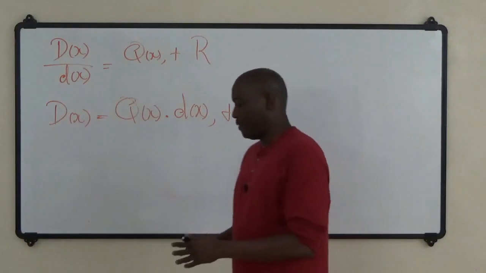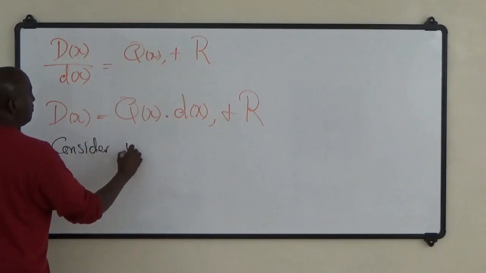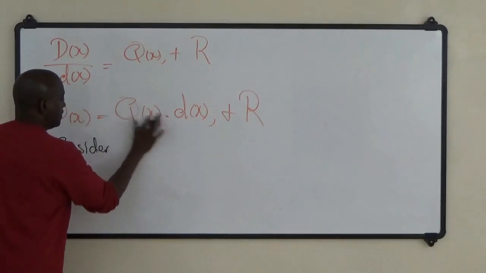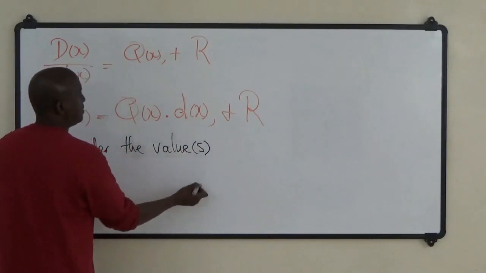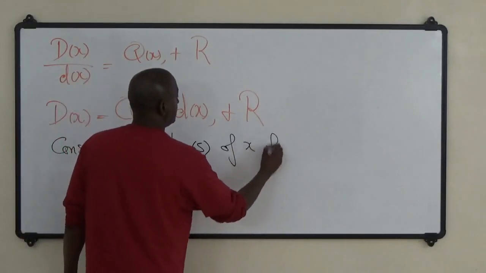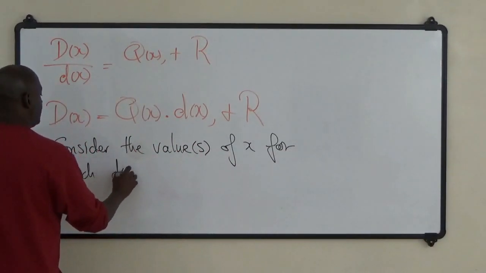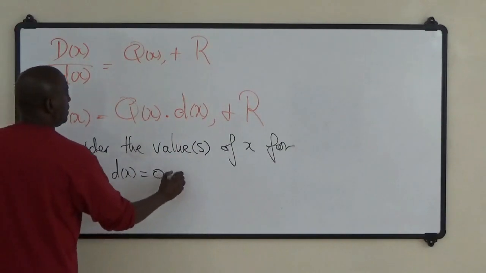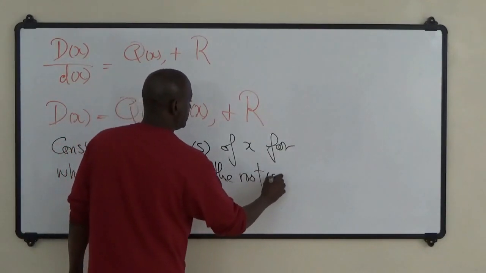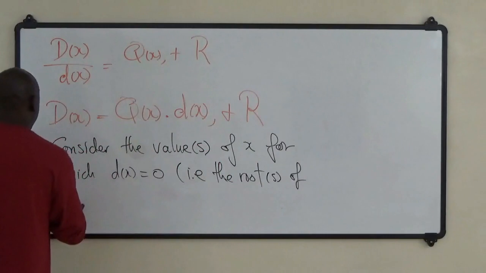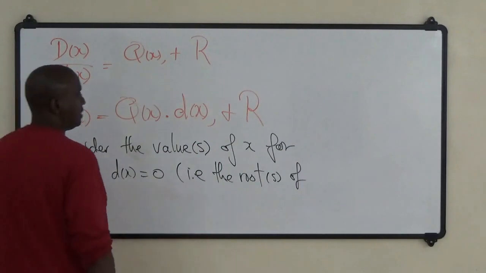So in other words, we consider some value of x, consider the value or values of x for which small d of x is equal to 0. That is the roots of small d of x. All right? We consider that.